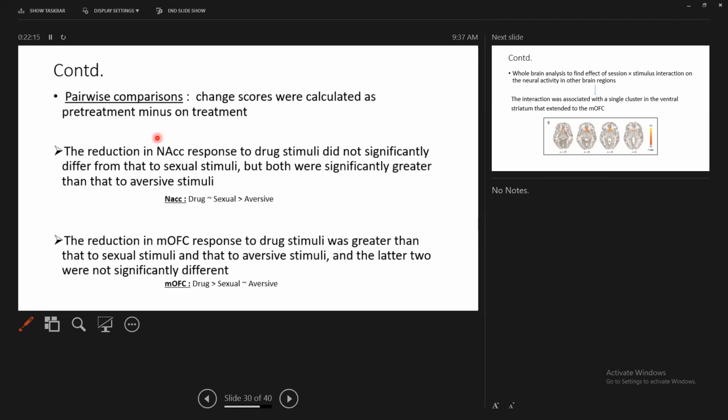Okay. Now, if I go to the pairwise comparison, now there is something called a pairwise comparison. How will it go? The reduction in nucleus accumbens neural activity to drug stimuli did not significantly differ from that in sexual stimuli, but both were significantly greater than that to aversive stimuli. Okay. So drug was almost equivalent to the sexual part, but not to the aversive part.